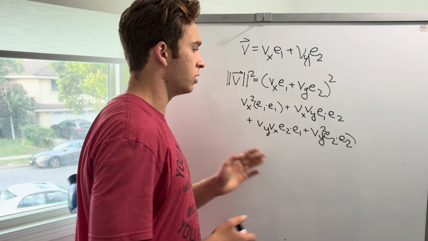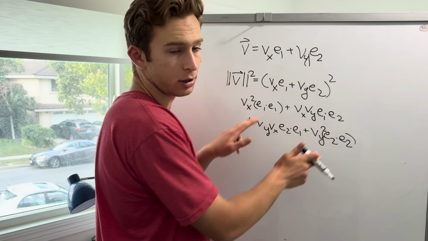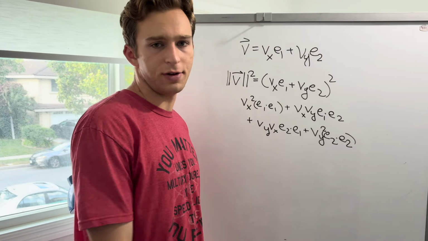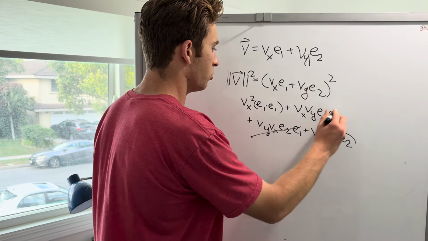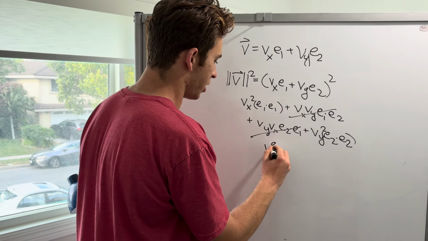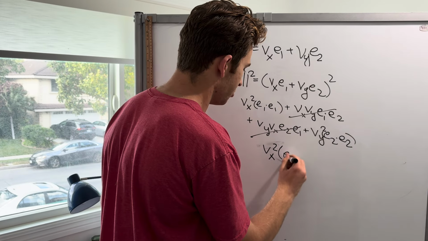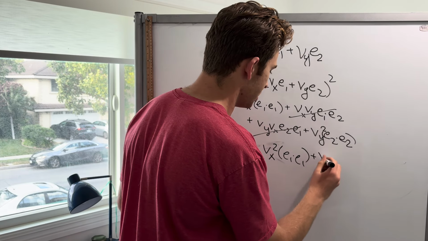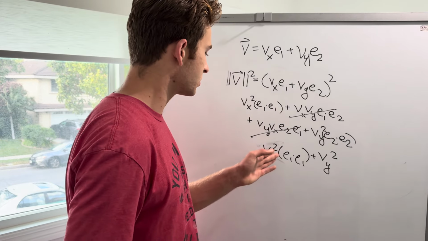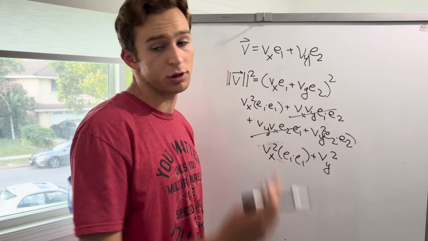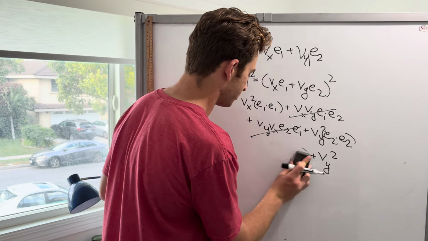Now, normally, and this proves why your vectors need to be orthogonal for the regular one to work. If your two vectors are orthogonal, that means e1 dot e2 is 0. And so these terms normally would vanish, and you would have vx squared times e1 dot itself plus vy squared times e2 dot itself. But it's the Pythagorean theorem, vx squared plus vy squared. But when they're not orthogonal, these terms don't go away.